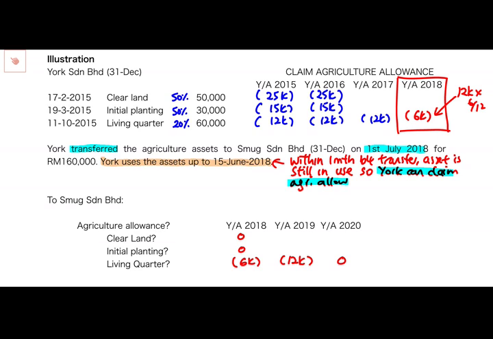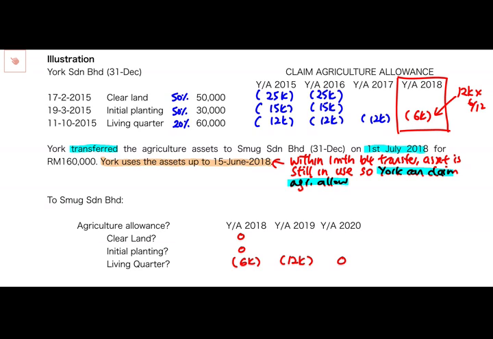Now, think about this. Imagine if I change the facts of this example and say York used the asset until 1st of April. That means within the 1 month, York didn't use the asset. So tell me what is the amount here? 0. Okay, good. Then what is the amount here? Exactly. So you get the concept. This is what you claim based on the requirement. And after what you have claimed, the buyer will claim the leftover.